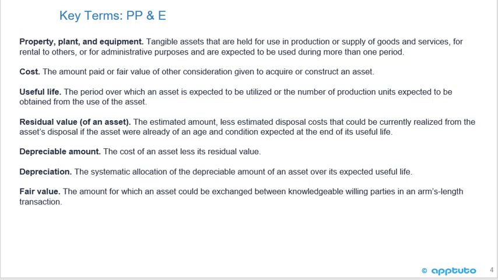Depreciation is the systematic allocation of the depreciable amount of an asset over its expected useful life. And finally, fair value is the amount for which an asset could be exchanged between knowledgeable willing parties in an arm's length transaction.